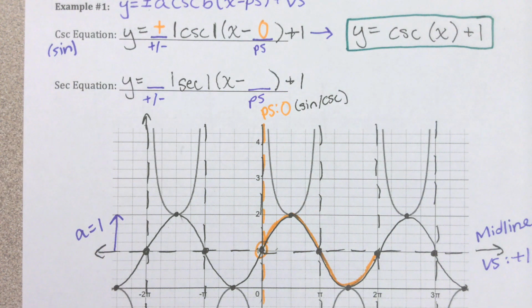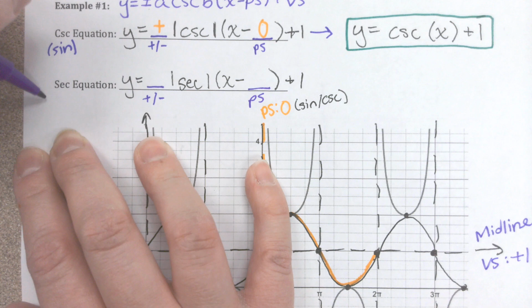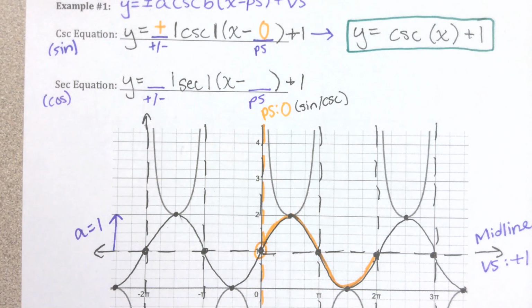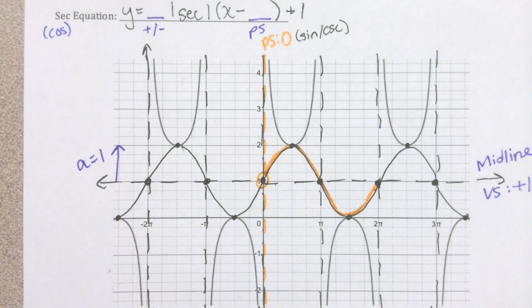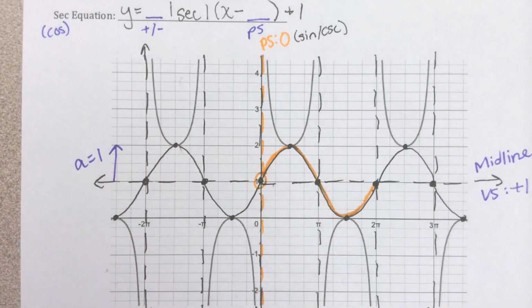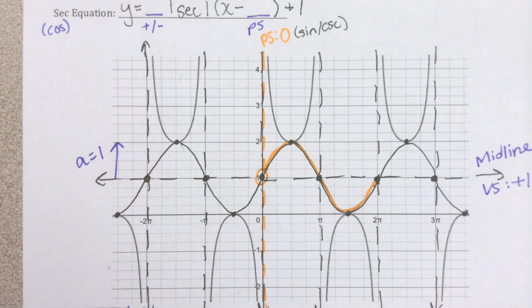And now for the secant equation, again, secant pairs with cosine. So they will have the same starting point. So find a cosine starting point. Cosine starts at maximums if it goes the unreflected, the normal direction. And then if we go for a reflected cosine, we would choose a minimum. But I always go for the path of least resistance, so I'm going to choose a maximum.